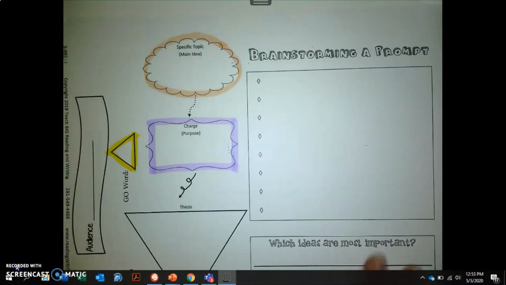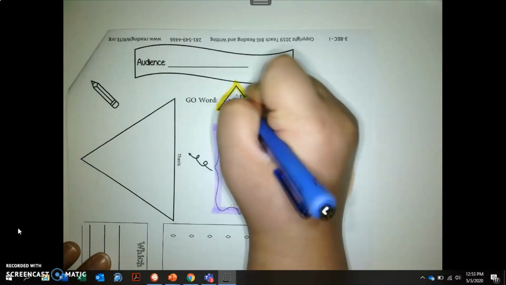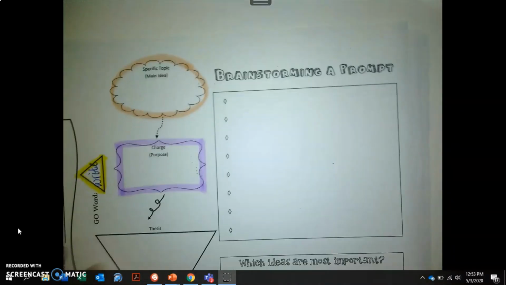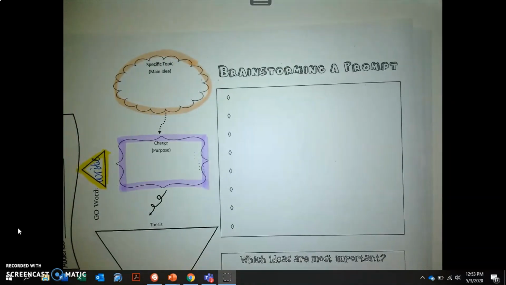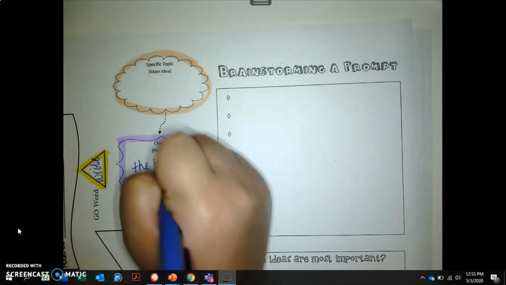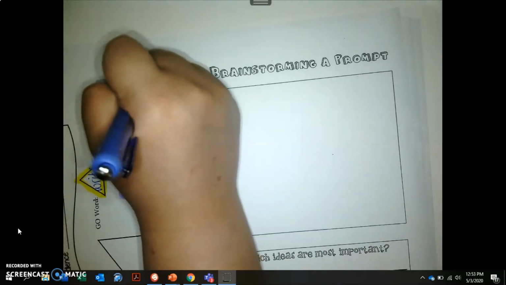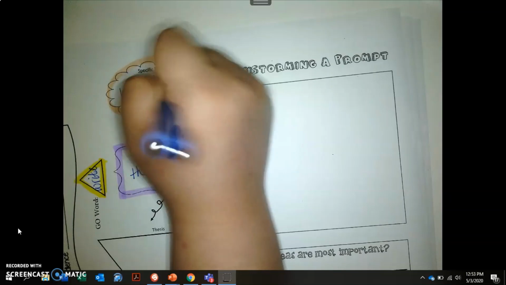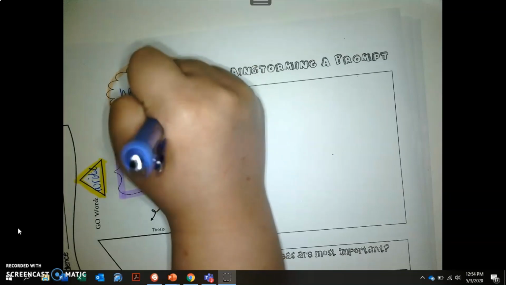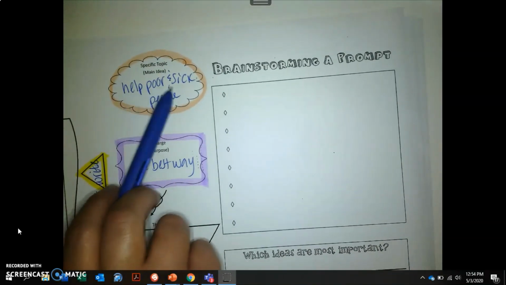All right, let's go ahead and turn to our brainstorming page. So let's begin by filling out our boxes. So what was the go word? It's been the same word since we started. It's right. Our charge word or words. It was the best. The best way to what? Help. Help poor and sick people. Okay, so they want us to write about the best way to help the poor or sick people.